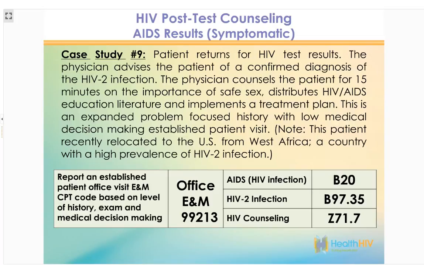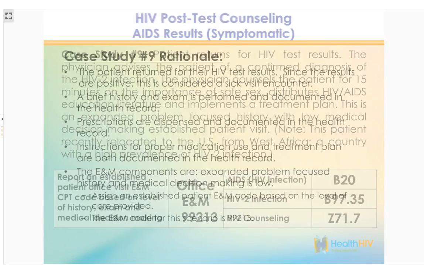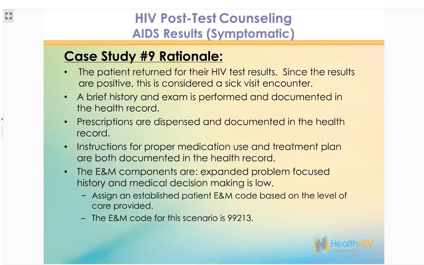So the principal diagnosis is B20. The secondary diagnosis is B97.35. And because the record says that the physician counseled the patient, you have your HIV counseling code, Z71.7. The next slide just gives you the rationale for this scenario.